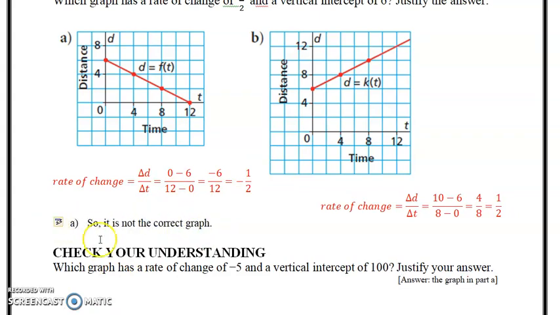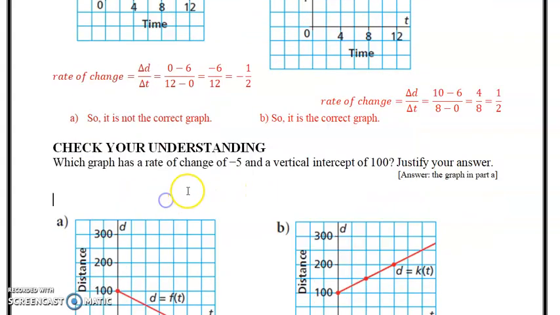So we want a little statement. For the A part, this is not the correct graph. We showed that here with negative 1/2. And then B is the correct graph. You can clearly see that it has a rate of change of 1/2 and a vertical intercept of 6, so it must be B.